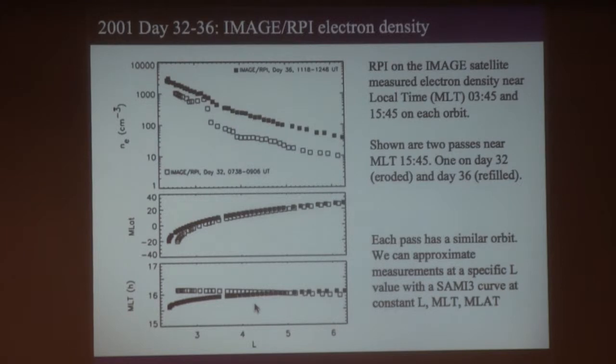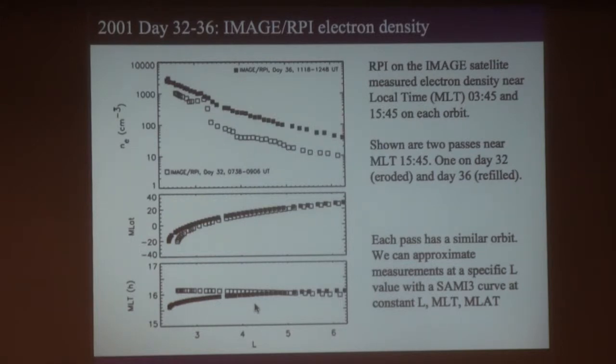Now let's get on to the measurements. IMAGE RPI did these passes through here. So this is an example of 2 different passes. It sweeps through L, it sweeps through magnetic latitude. They're at approximately constant local time. So if you go through these, this is one early on when it's eroded, and this is one 3 or 4 days later when it's filled up again.